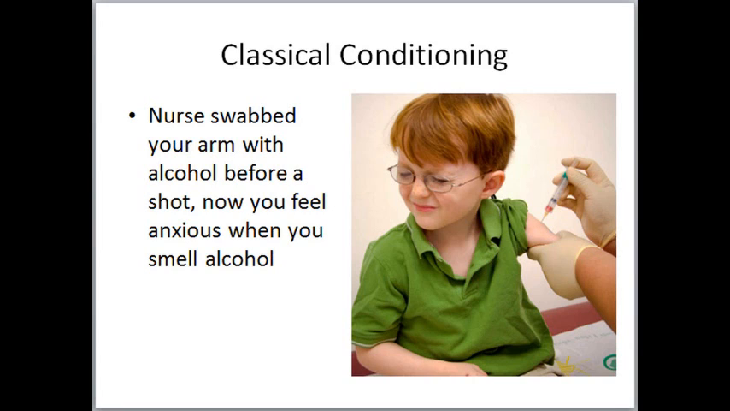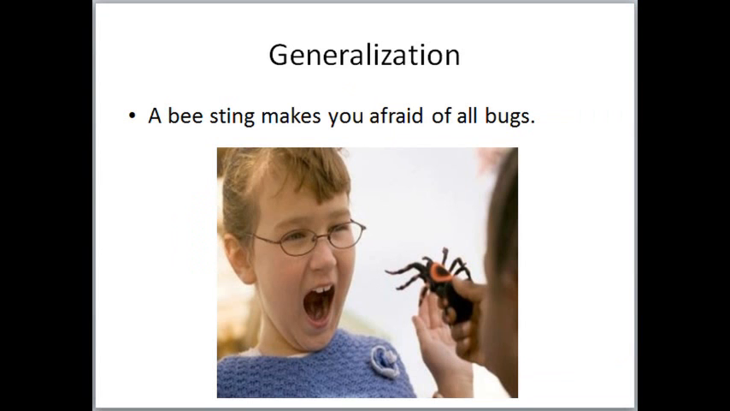As part of the process of classical conditioning, one of the side effects may be generalization. Maybe you got stung by a bee when you were a kid, and so now you're afraid of all bugs, even though some bugs are not harmful and they're not going to hurt you. You're just afraid of bugs in general. You're generalizing that because a bee was a bug, it's going to hurt you every time. That can sometimes happen with classical conditioning.